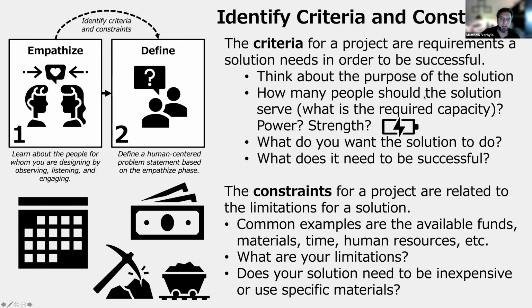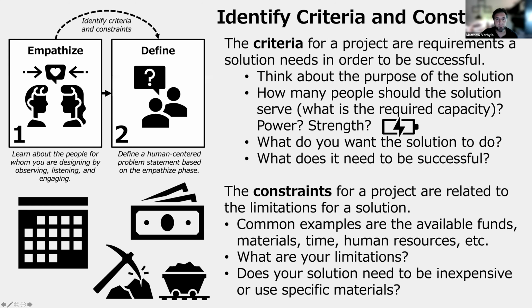Constraints, on the other hand, tend to be related to limitations for a solution. And the most common examples of design constraints are things like available funding, the types of materials that can be used, time constraints, constraints related to human resources, the availability of trained labor and human resources. And there's others as well, right? So you want to think about things like, what are your limitations with this design?